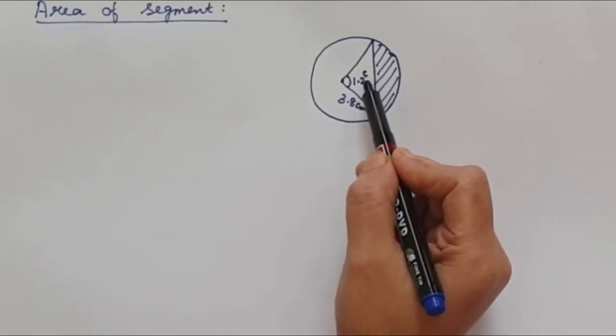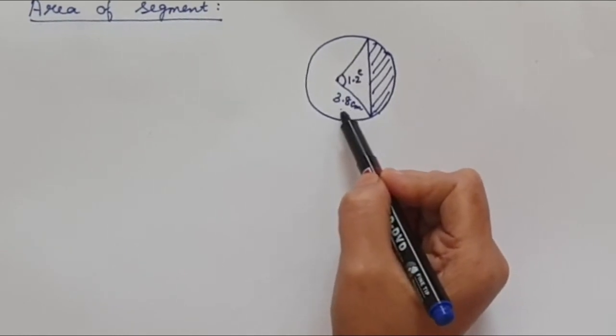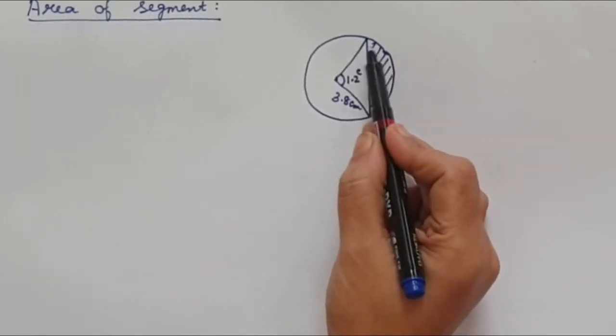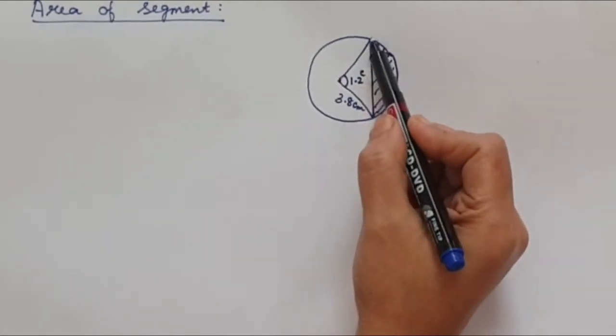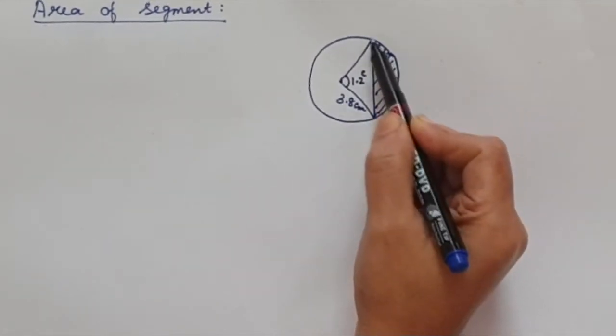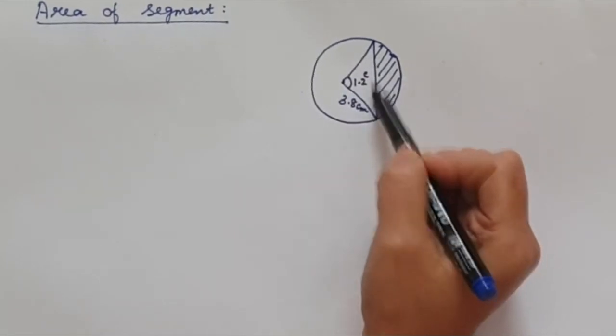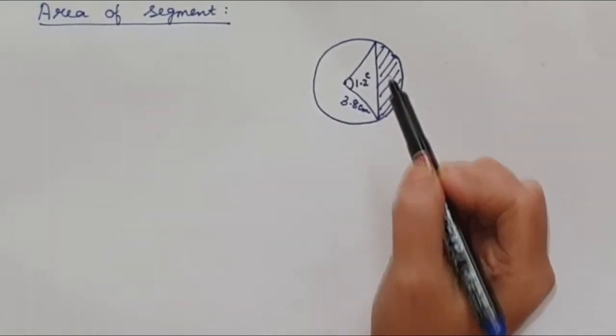Now area of the segment. Here a circle is given and the angle is given in radians, 1.2 c, and the radius is given as 3.8. We need to find the area of this segment. In order to find the area of the segment, we find the area of this sector minus the area of the triangle, and we'll get the area of the segment.